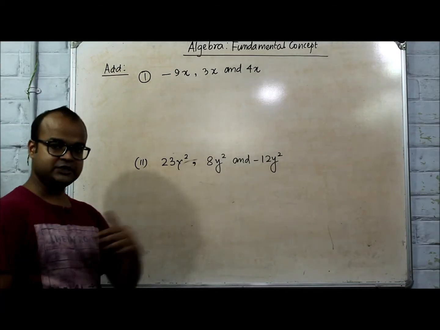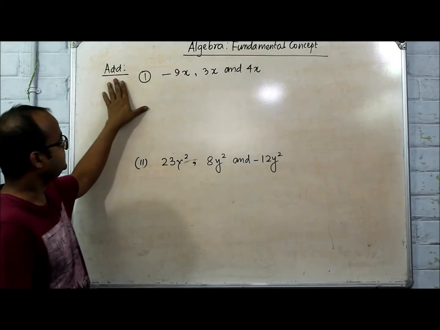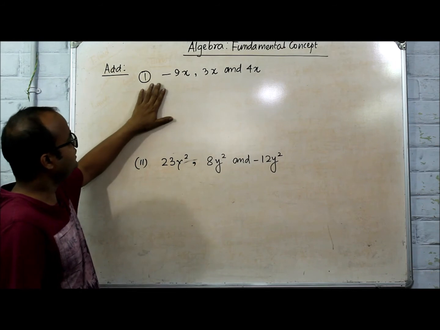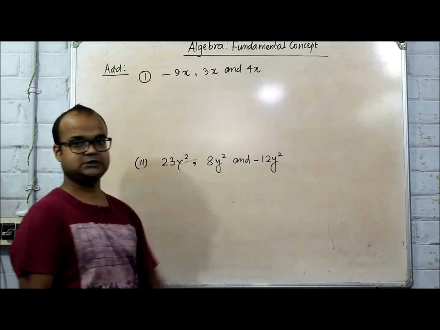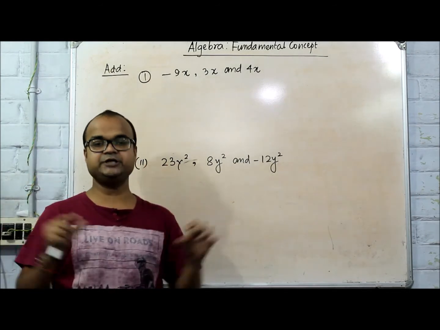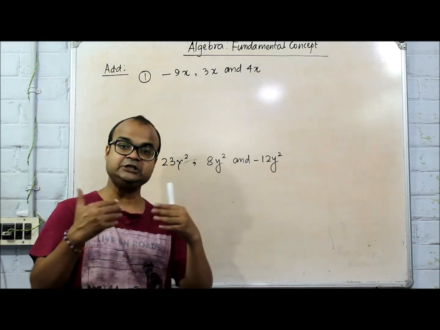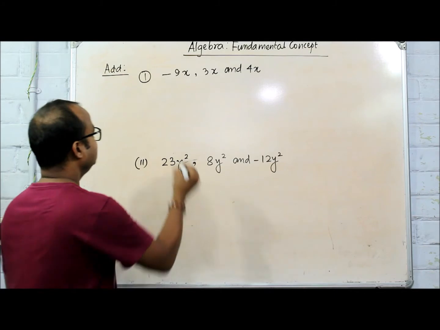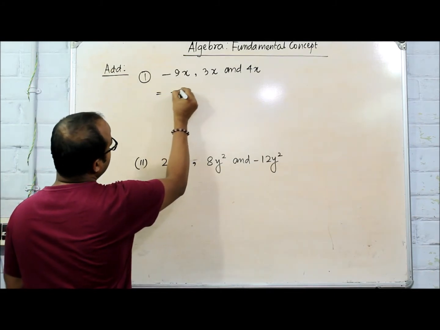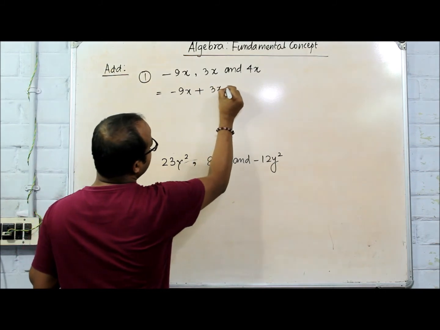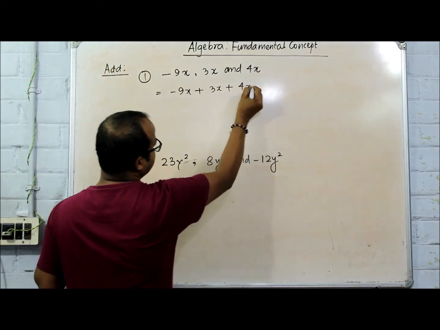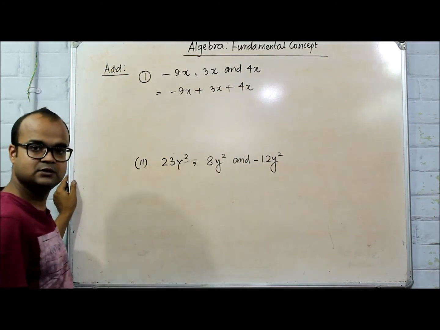Moving into the next problem, add. Subpart 1 is given as minus 9x, 3x and 4x. So this is given in a statement form. So first we need to write it in a mathematical form. So we write it as minus 9x plus 3x plus 4x. Clear?